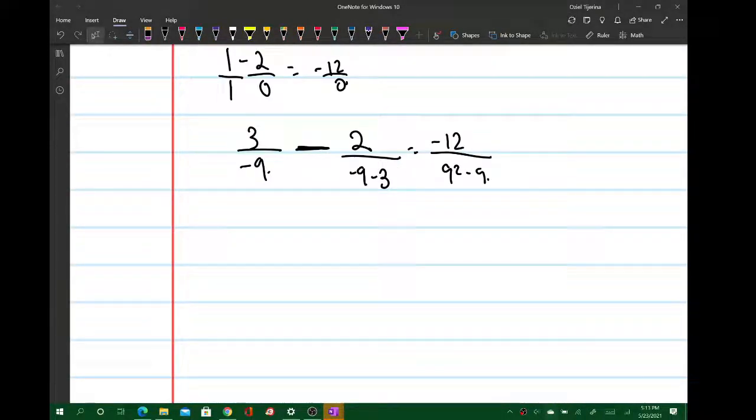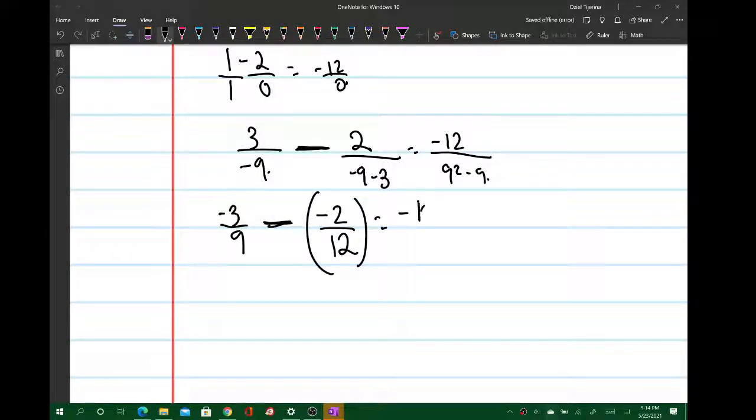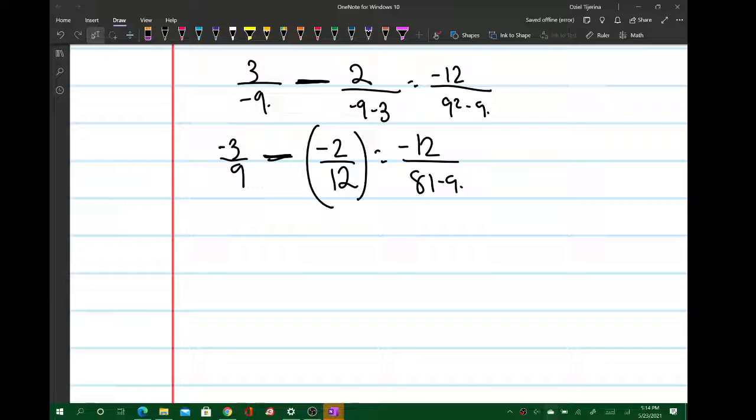Hold on. Okay, so this is equal to negative 3/9, and then we have minus, and we're going to put this in parentheses, negative 2 over 12, equals negative 12 over 81 minus 9. So then we have negative 3/9 plus 2 over 12 equals negative 12 over 81 minus 9. 81 minus 9 is, oh my god, what is it? It's 72?